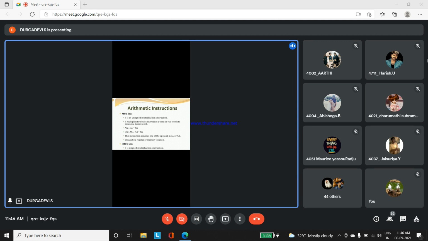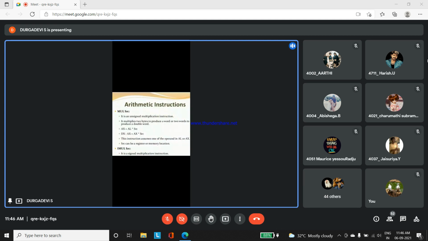Very, very important, your processor is the 8086 processor. Before 8086, the generation was the 8085 processor. In that instruction set, you didn't have instructions for multiplication and division. Only 8086 has them. It is having multiplication and division instructions. It's very, very simple.